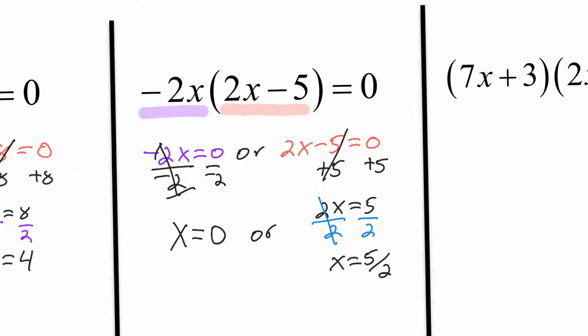All right, we got the two answers. So how do we set up our answer? We put 0, the lowest number, first, and then we have 5 over 2. And that is my set of answers. So we have two answers. One is 0 and one is 5 over 2.